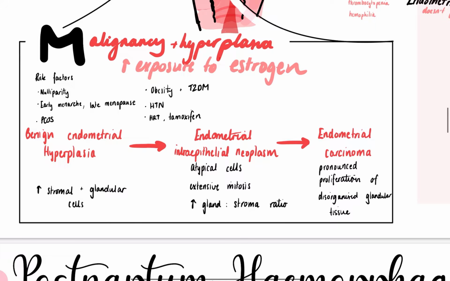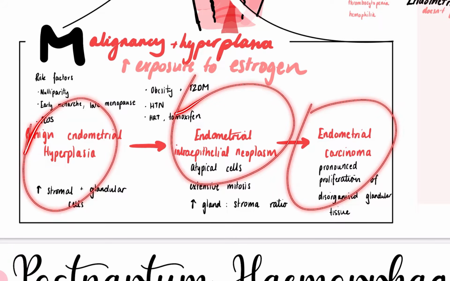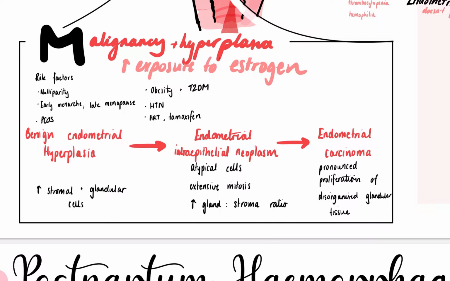This can then progress to endometrial carcinoma, which is where you see a pronounced proliferation of disorganized glandular tissue. The way that this is diagnosed is usually through a biopsy, and by looking at the ratio of the glands to the stroma, being the other structural cells, you can tell which category of hyperplasia or kind of malignancy that proliferation falls into.